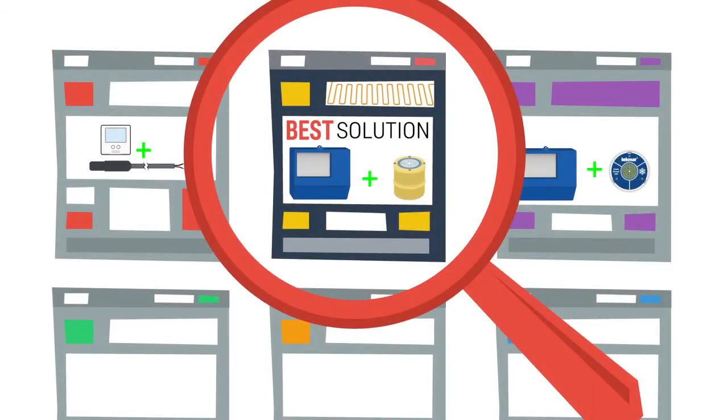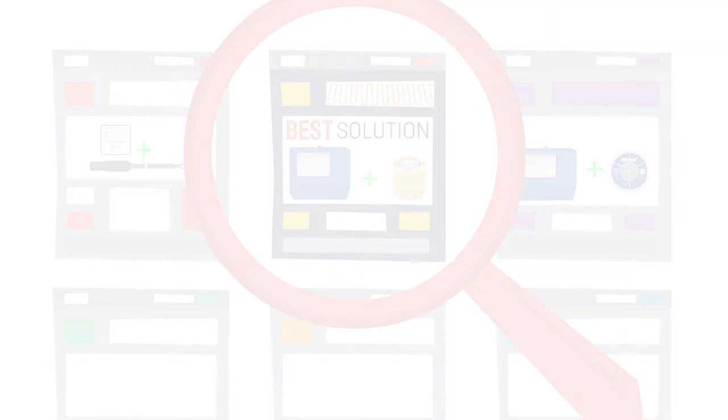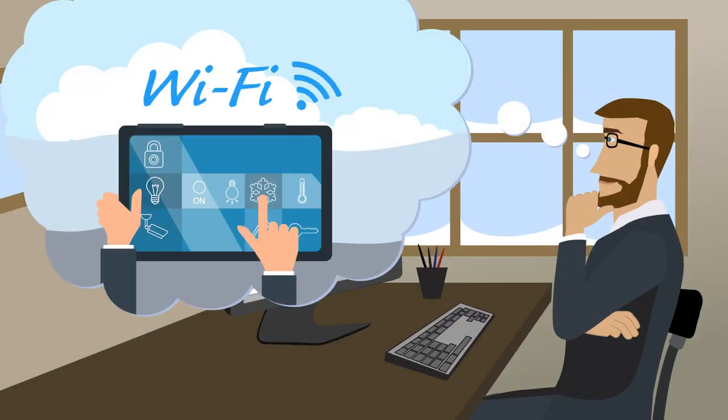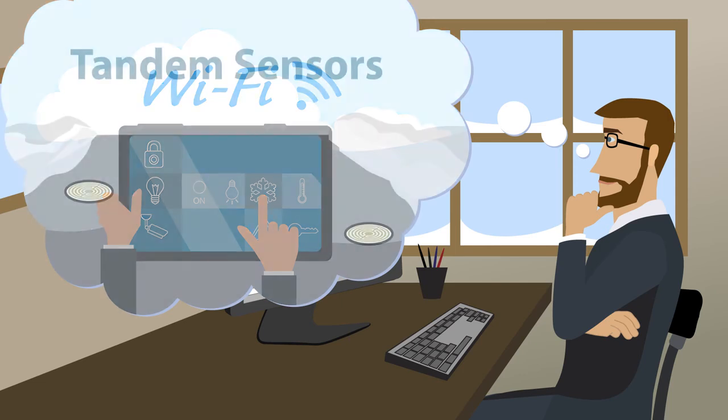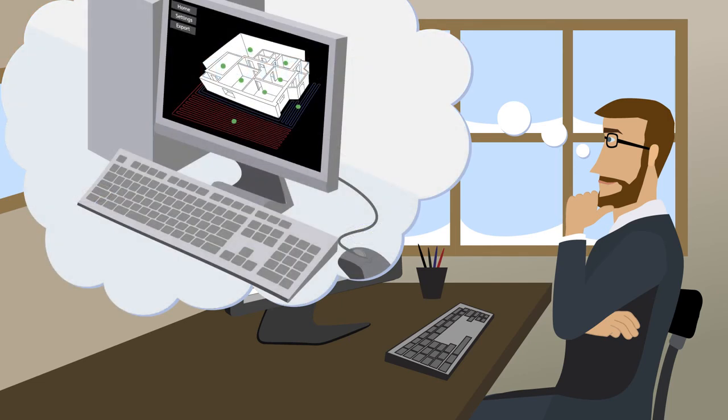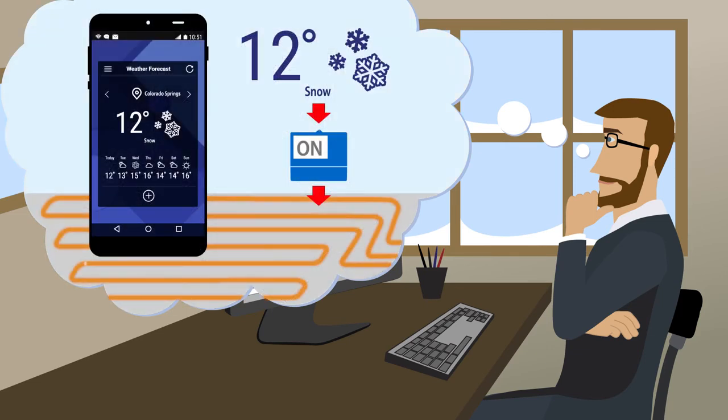Control solution. A control solution has to be able to operate the snowmelting system, but in addition to that, there are feature options that may appeal to the end user. Are they interested in Wi-Fi remote access with the mobile app? Doubling the sensing area with a tandem snow and ice detection? Integrating with a building management system? Operation that automates based on weather forecast? All these are possible with the right control solution.